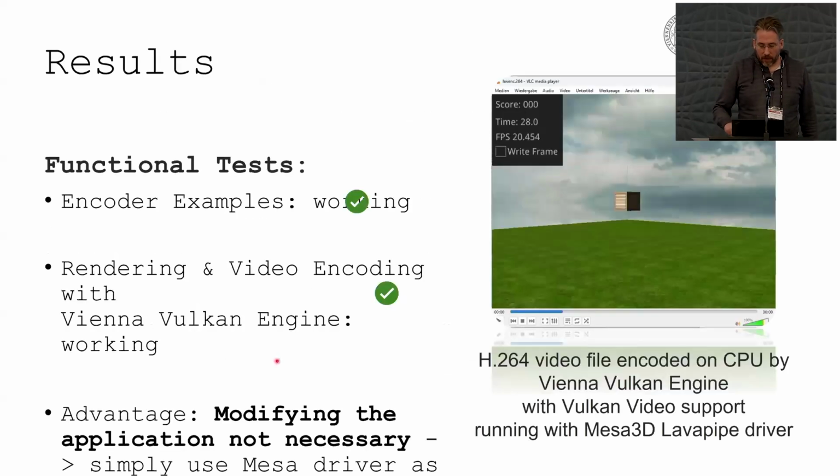And finally, it worked out. The good thing is we used the Vienna Vulkan engine with this Vulkan video support, and we did not need to adapt the application, of course. We just replaced the driver, and it completely worked on CPU, no hardware anymore necessary, and could produce H.264 video out of the rendered graphics, which is compliant. You can view it in a standard video player.